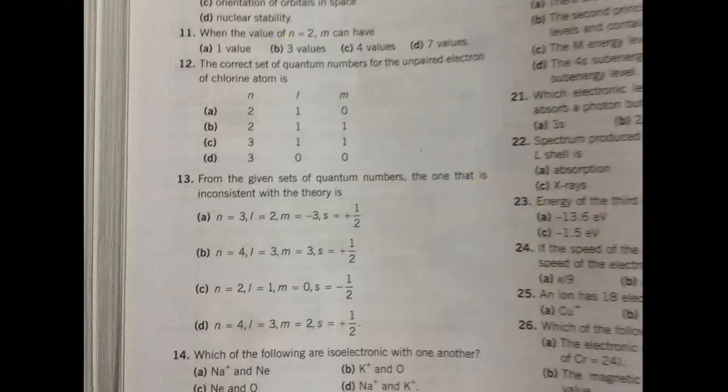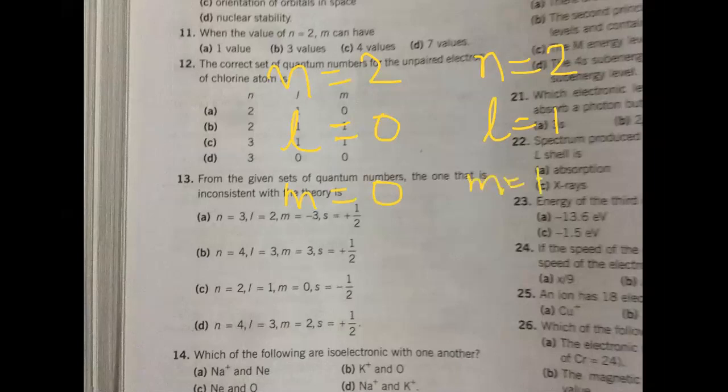Try to understand. When n is equal to 2, all right, L can have 2 values. Either L can have a value of 0, all right, and when n is equal to 2, L can have a value of 1. When L is equal to 0, m will necessarily equal to 0, which is the spherical s, all right. But when L is equal to 1, the permissible values for m will equal to what? +1, 0 and -1. Clear?